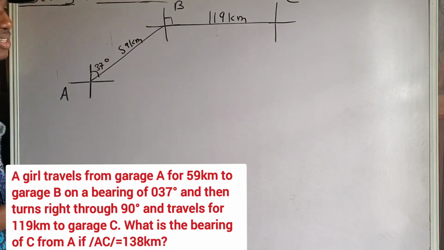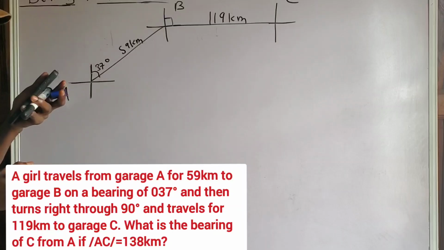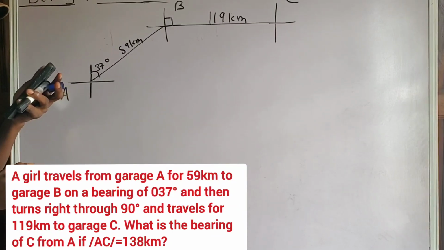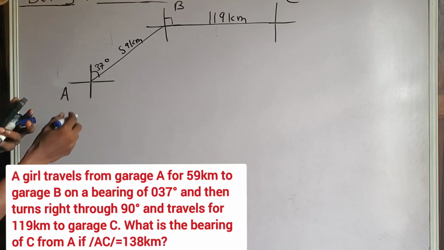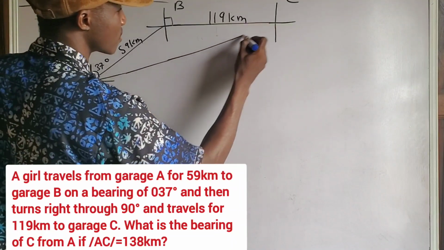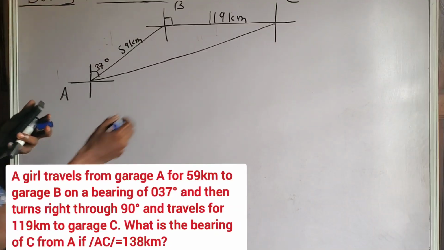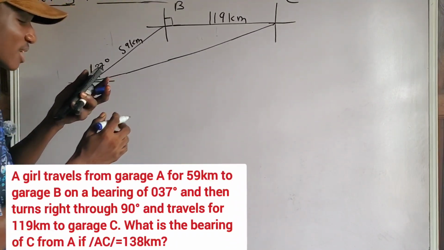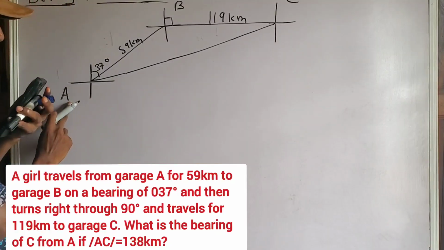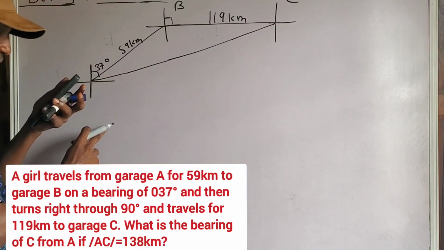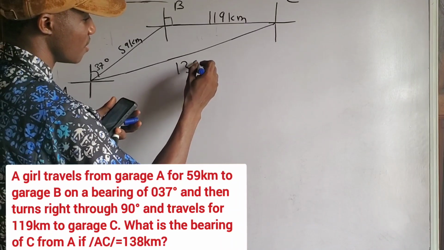Do you understand? So that is the question. The question says that we should calculate the bearing of C from A. What is the bearing of C from A? So let us go to this line. If AC is 138 kilometers, so AC, that is the distance from garage A to garage C, is 138 kilometers. So I'm going to have 138 kilometers here.